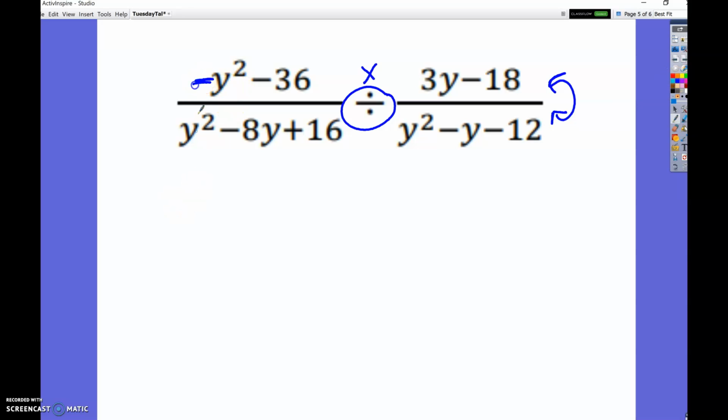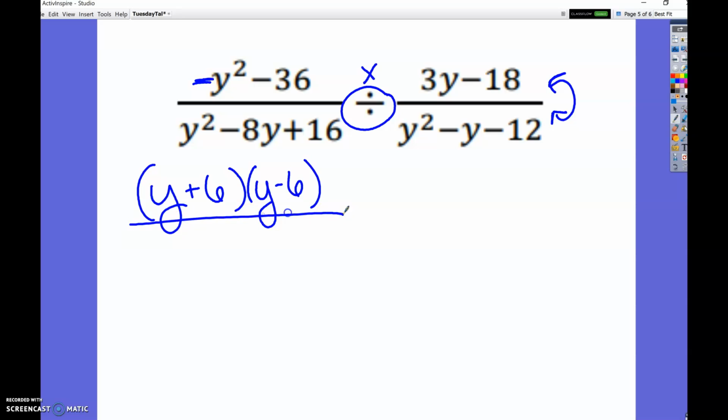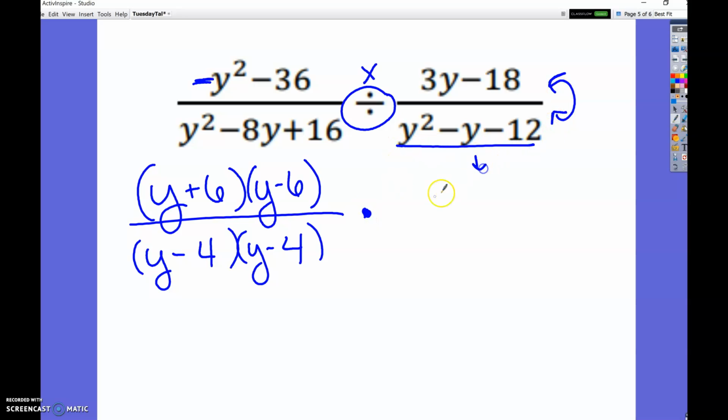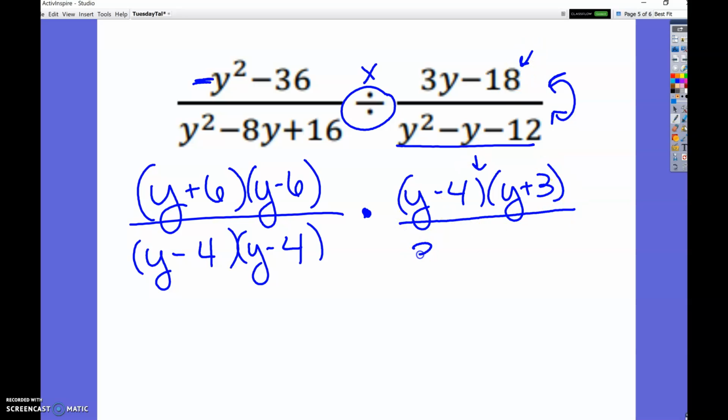All right, this top part is going to be y plus 6 times y minus 6 over, factor the bottom to be y plus 4 and y minus 4. Now I'm going to say times, but I'm going to flip these. So to factor this bottom, it'll be at the top now. I have y minus 4 times y plus 3. And the denominator will be this top guy. He will be taking a 3 out front. So you'd have y minus 6.